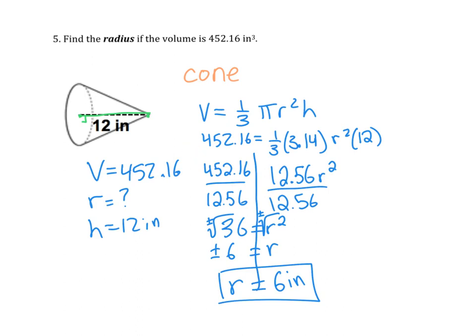Then we solved for r by first multiplying each of our factors, dividing by the coefficient 12.56, and then using the square root. That's what makes this problem new, is that we had to use the square root in order to solve for r, and we found our radius.